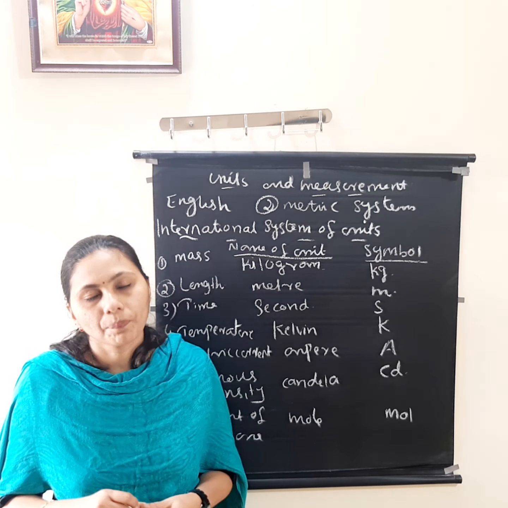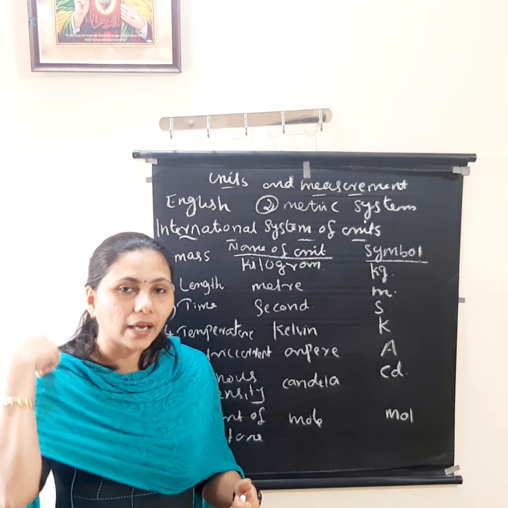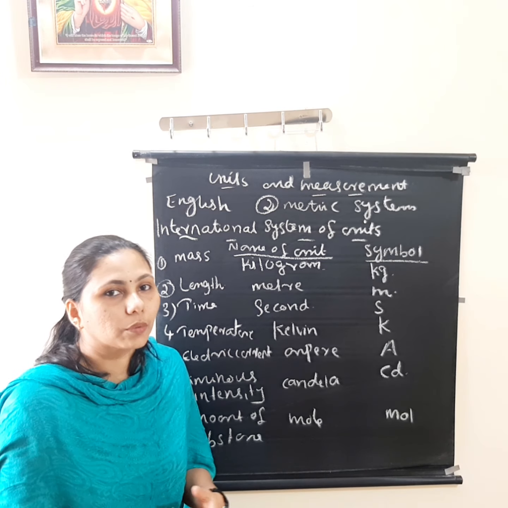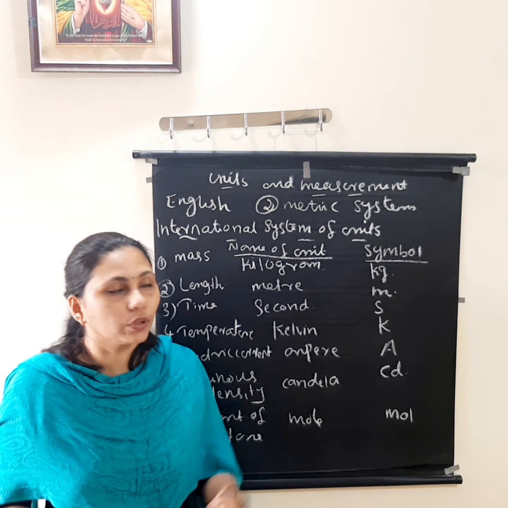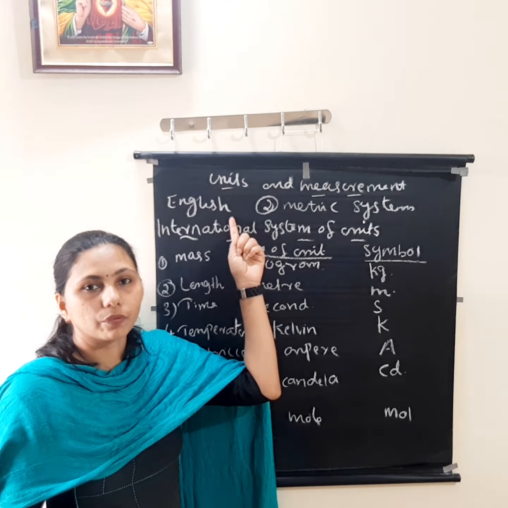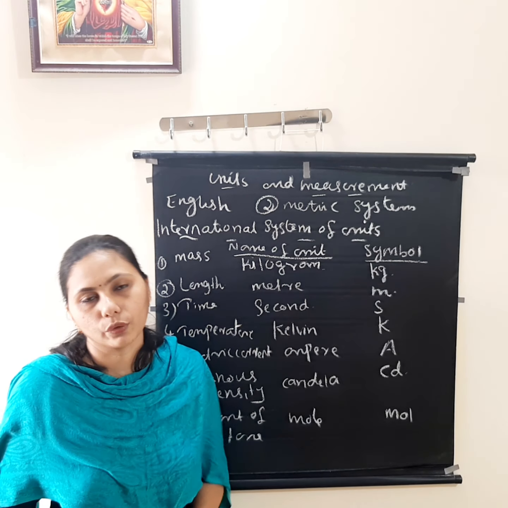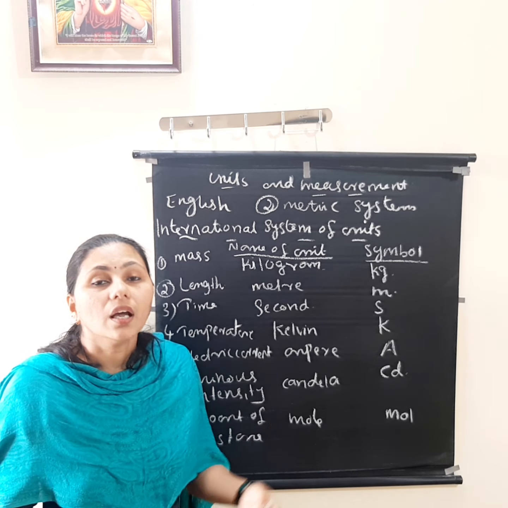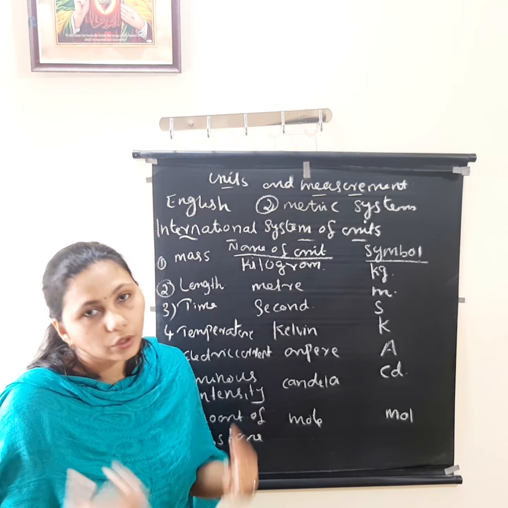The unit. In olden times, two types of units were used, that is the English system of units and the metric system of units. These two systems were used in different parts of the world in the olden time.